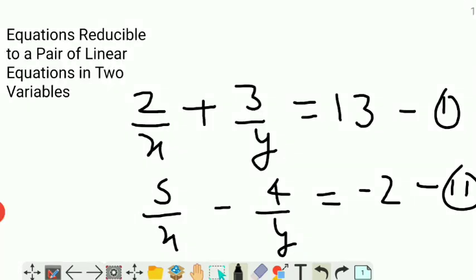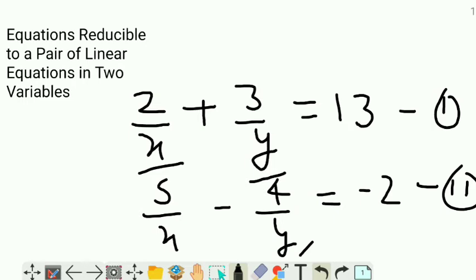Students, sometimes you have seen questions of the topic pair of linear equations in two variables in which the variables are in the denominator. Just like the two equations given here, you can see 2 upon x, 2 upon y, 5 upon x and 4 upon y. Here you can see the variable is in the denominator. So now the question can be raised, how will we solve these equations?